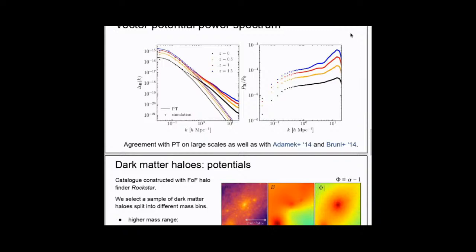It's also important to quantify the relative magnitude of this vector potential relative to the scalar potential. This is why on the right, I'm showing you the ratio between the spectrum of the vector potential and of the scalar potential, for the same 4 redshifts. If you look at redshift 0, which is the black dots, you will see this ratio is a few times 10 to the minus 5. That means the square root of this is almost 1%, and it stays at the 1% level up to very nonlinear scales. This is also consistent with previous studies.